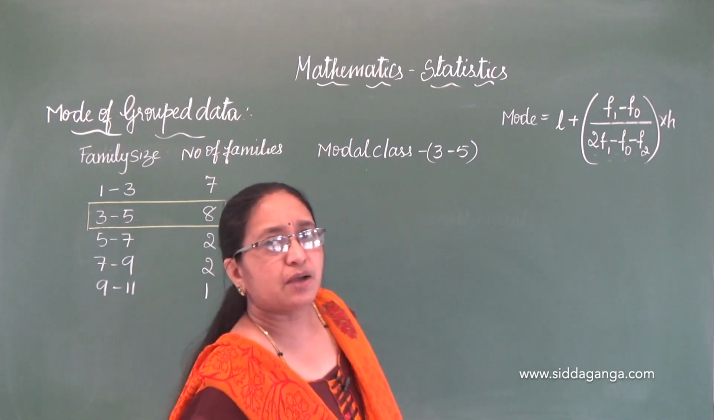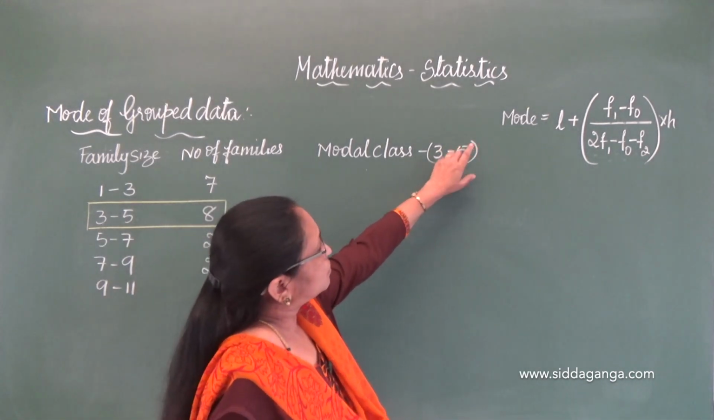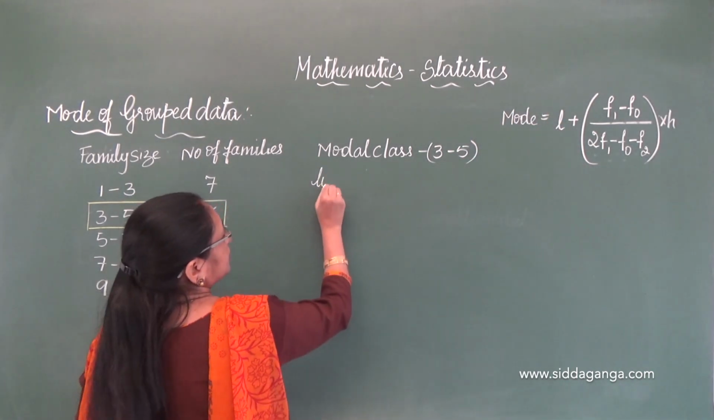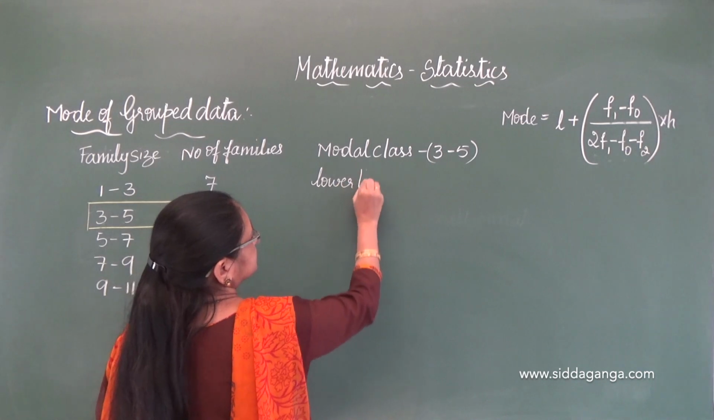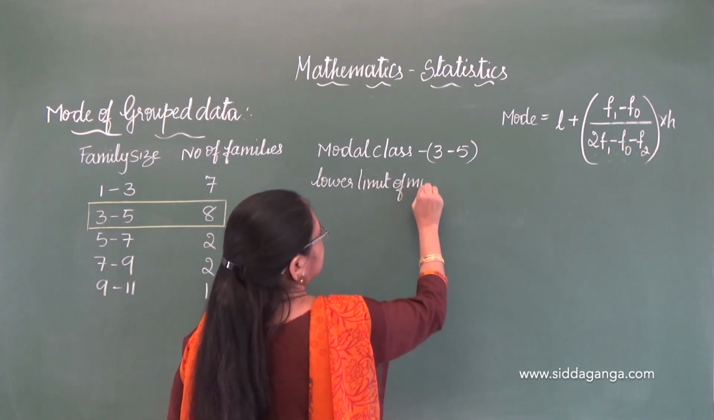Now I am going to explain each and every term. Okay. Now, what is this L? L is nothing but the lower limit of the modal class. Lower limit of the modal class.